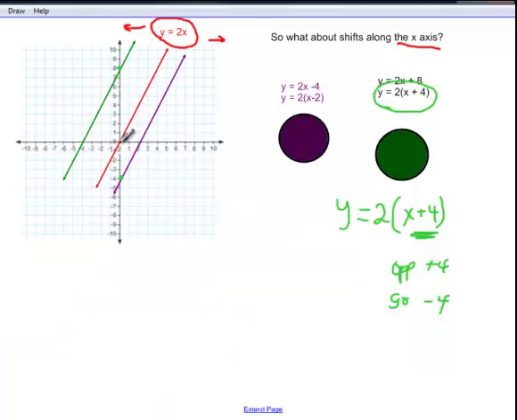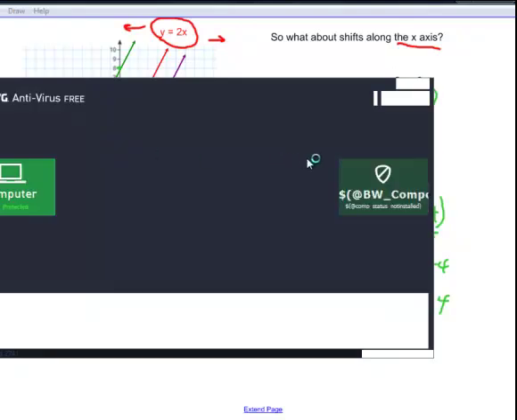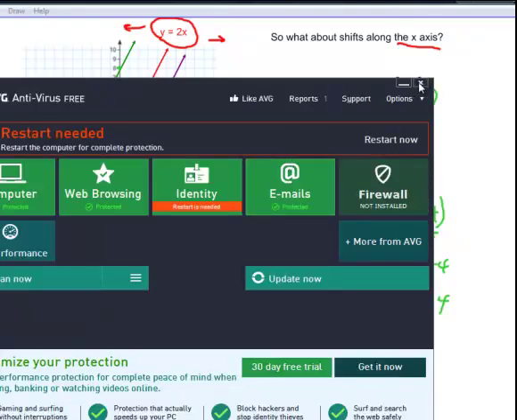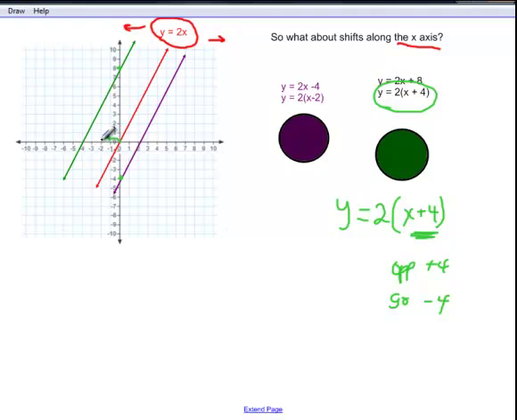See, I took this point right here, and I went 1, 2, 3, 4. Now I know it's a little confusing. They kind of throw this in the middle, but we're going to be doing a lot of these shifts as the year goes on.